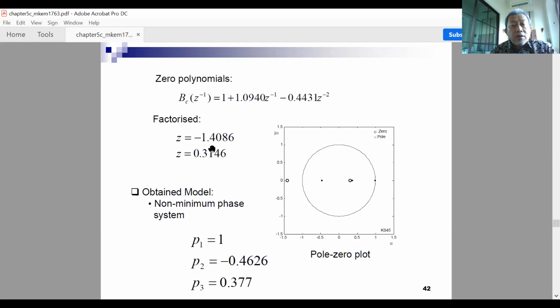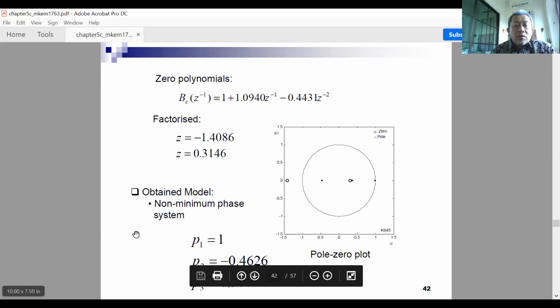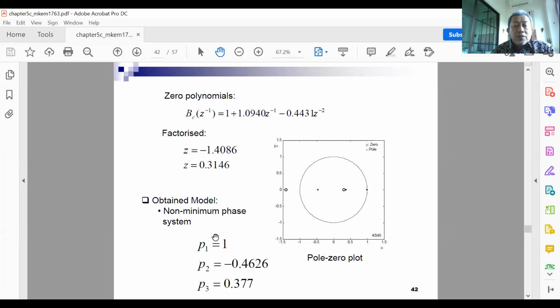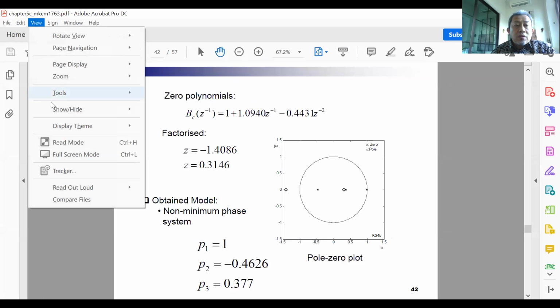Okay, so kita factorize. The values of the zeros are minus 1.4 and positive 0.3. Jadi yang minus 1.4 is outside the unit circle. Yang positive 0.3 is inside the unit circle. Okay, but poles semuanya 1 minus 0.4, minus 0.4 and 0.377, all poles are inside the unit circle.